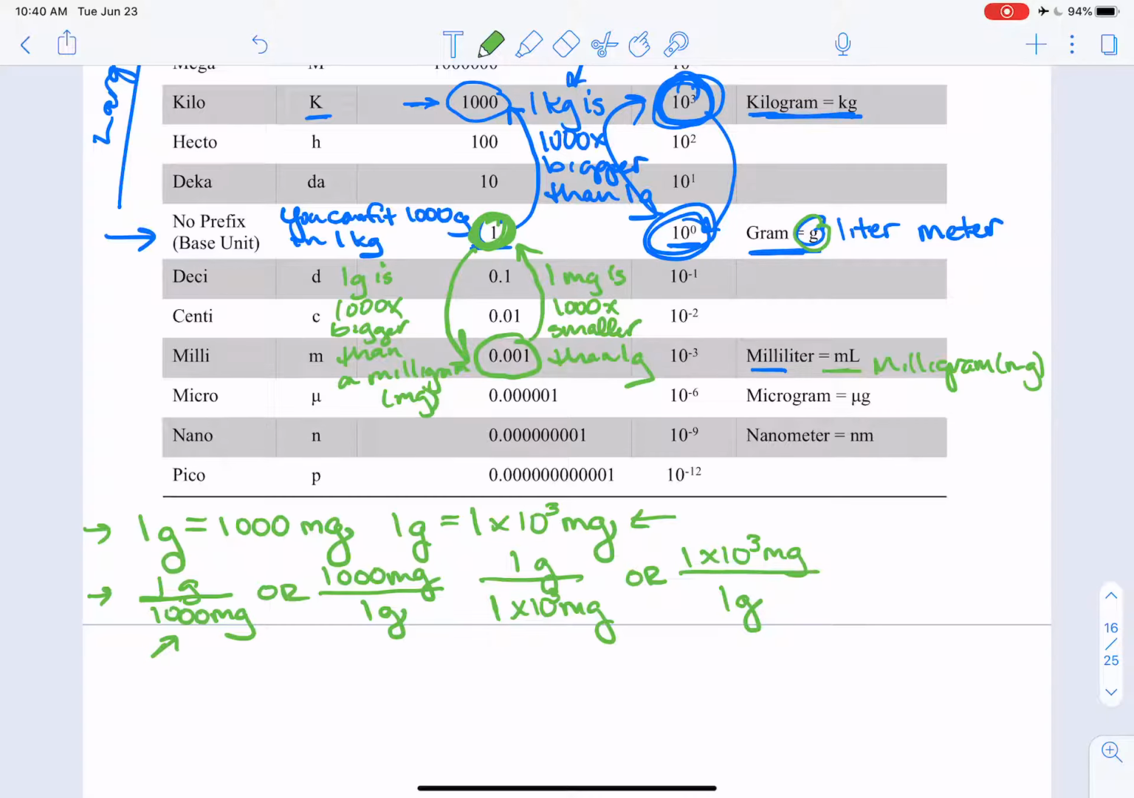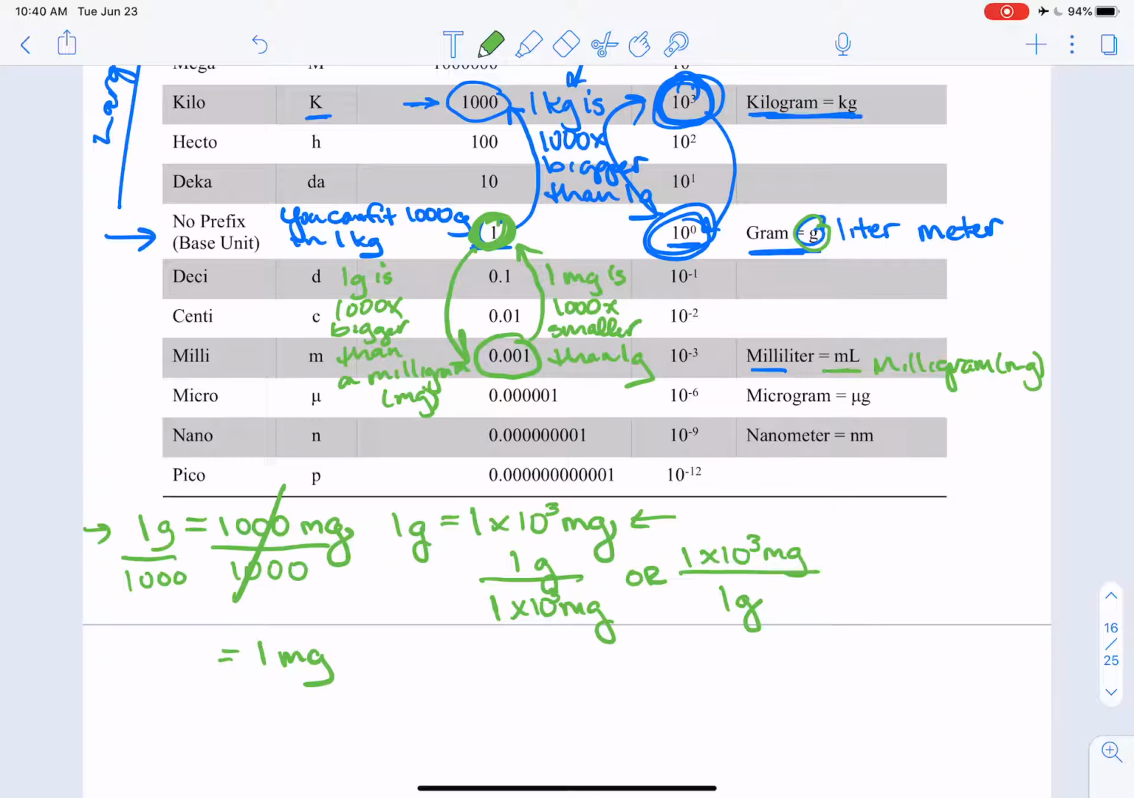Okay, so let's switch this around a little bit. Let us divide both sides of this equation by 1,000, because that's legal to do in math. And that is going to give us 1 milligram on this side, and that is going to give us 0.001 grams on that side. And that should look familiar because that is right there.